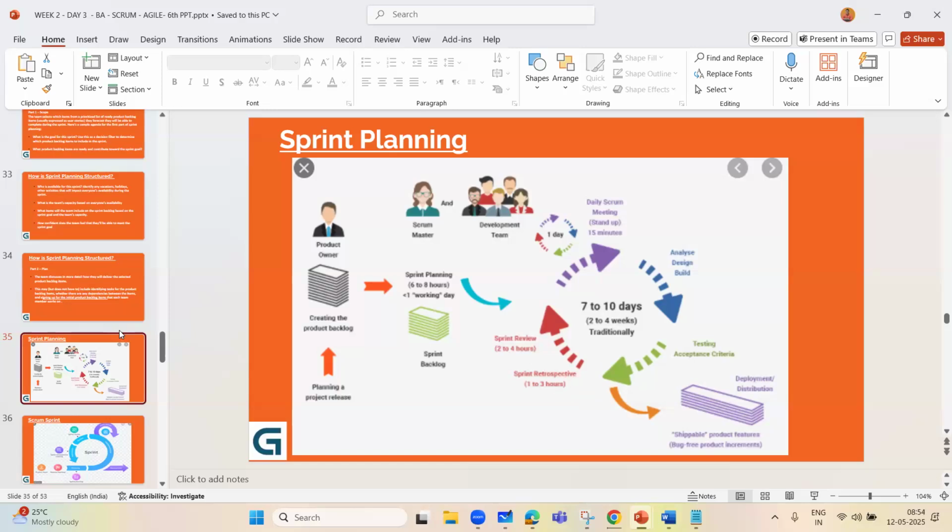Which meeting, everyone? Sprint retrospective meeting. If it is a 4-week sprint, the retrospective meeting can go up to 3 hours. The review meeting will be up to 4 hours, and the sprint planning meeting will be up to 8 hours, which is one working day. With me so far, everyone?